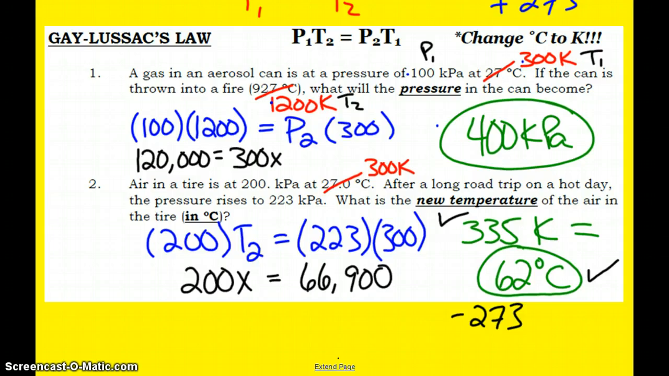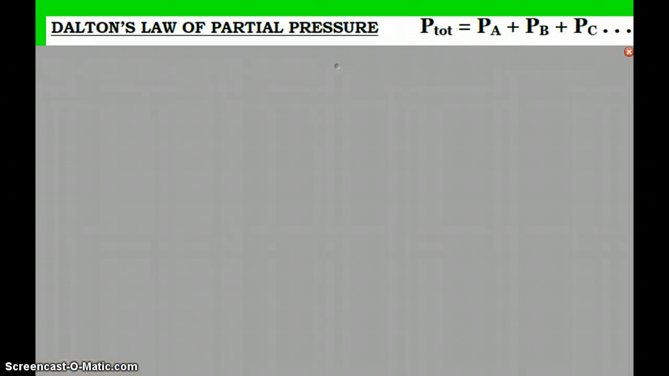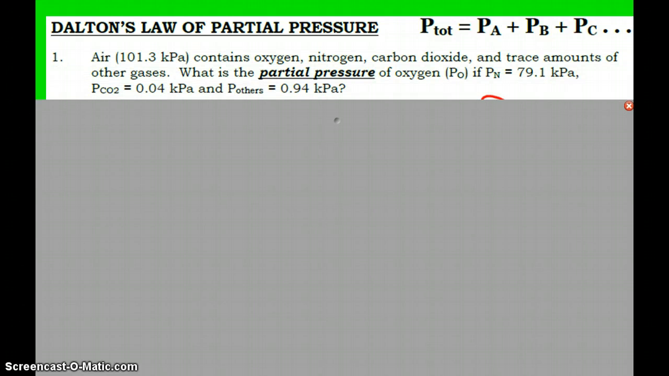Next up, Dalton. The total pressure in a mixture of gases is simply the sum of all the partial pressures involved in the mixture. So here we have the atmosphere around us. Air has a pressure of 101.3 kilopascals. So that is the total. And that is made up of oxygen and nitrogen and carbon dioxide and other gases. So those four are going into the total. And we know three of those numbers.